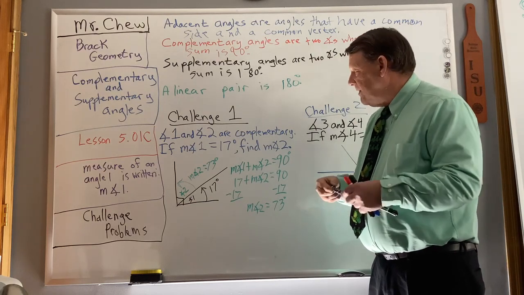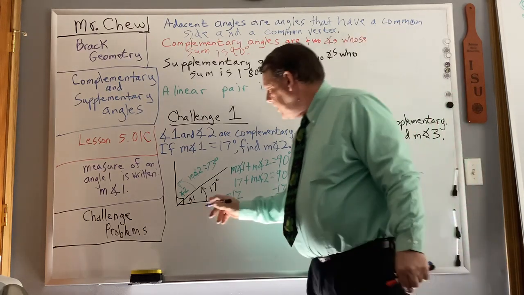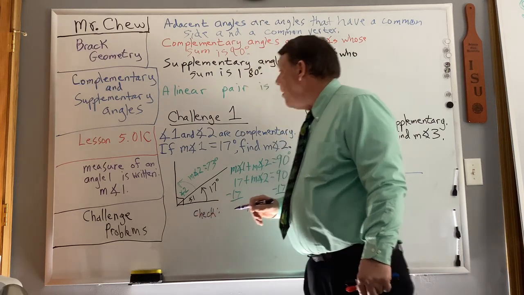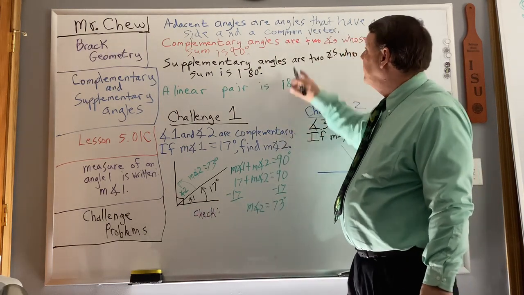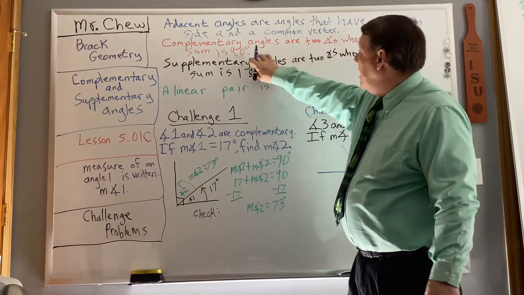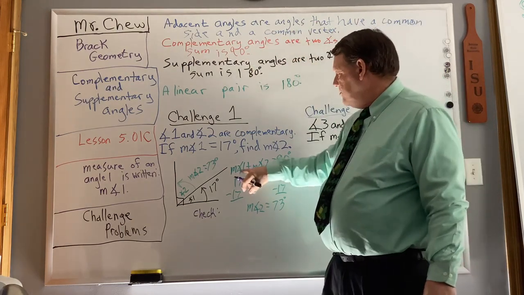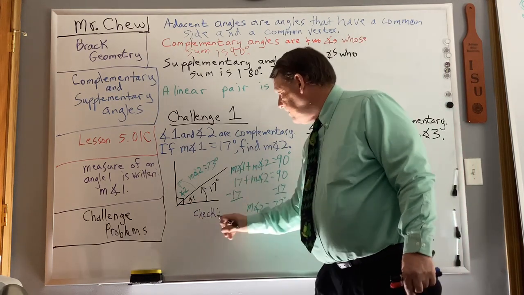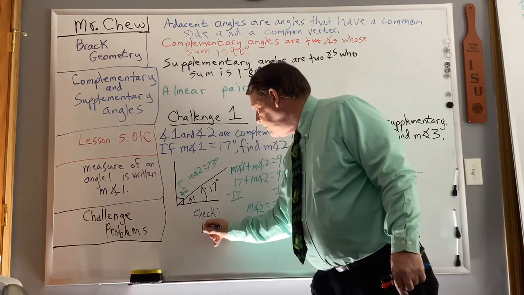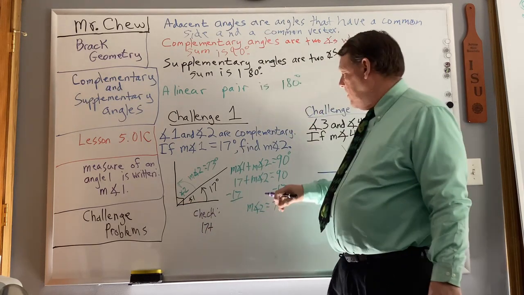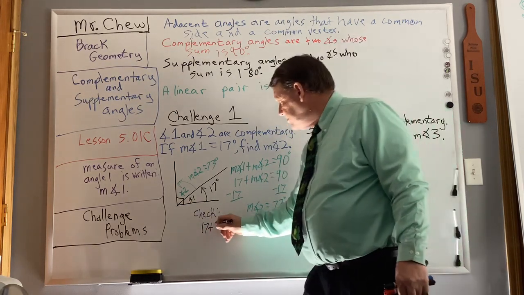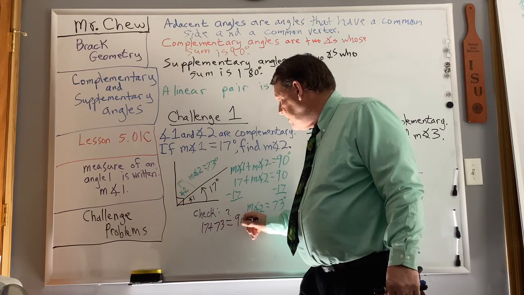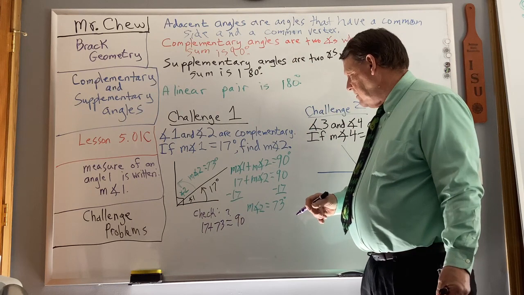So how do I check that? You check it by using the definition that tells you that complementary angles sum to 90 degrees. So I use my equation right here, and I substitute a 17 for my measure of angle 1 using the substitution property of equality, and I solved and said this is 73. And then the question is, does that equal 90? Because if it does, it means I did it correctly.